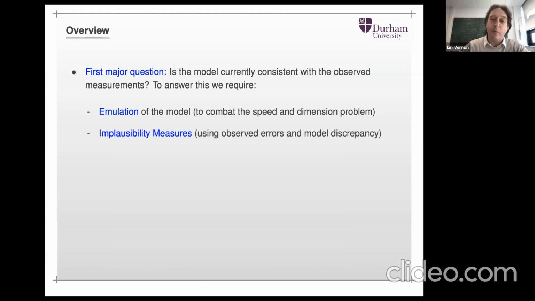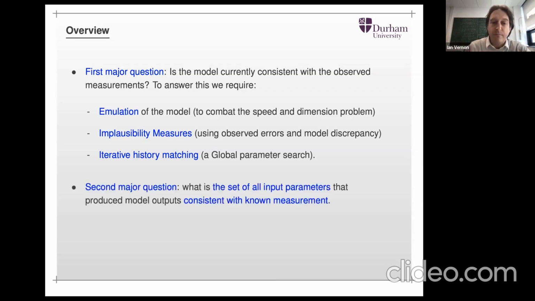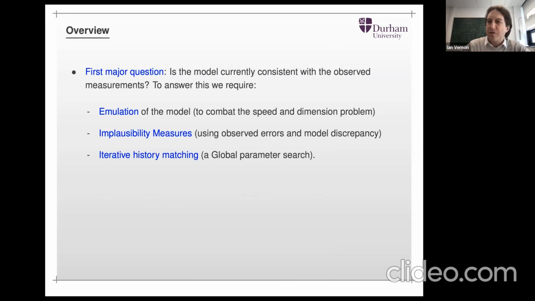We need things called implausibility measures. That's our way of comparing the model to observed data, and involves all the uncertainties in that, observed errors, things called model discrepancy, et cetera, et cetera. And then we do a process called iterative history matching, which is a global parameter search strategy. That's where we search through all those input parameters of the model, that X vector I just talked about. We search through all that space to try and find where the model will match the data and where it won't. So that's the first question. Does the model even fit?